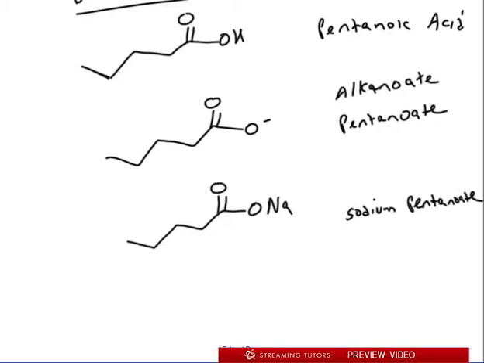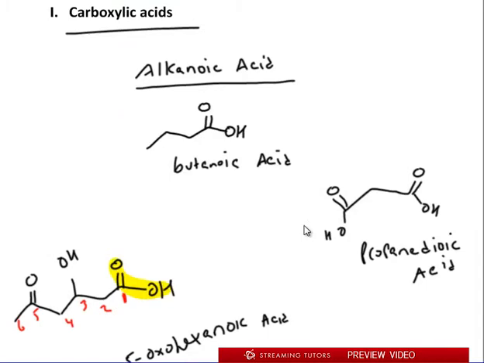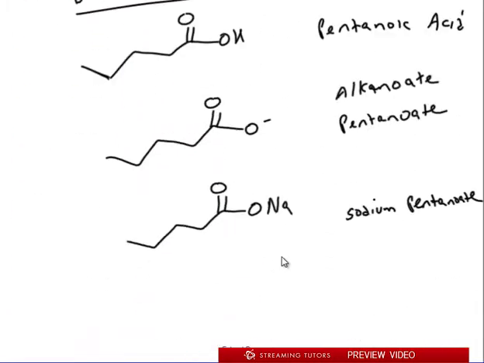And that's always, even with alcohols that are bases, all bases that have metals, the metal comes first. Sodium, potassium, and so on. So sodium pentanoate. And that's how you name the base form of a carboxylic acid. So it's either an alkanoic acid or it's an alkanoate.